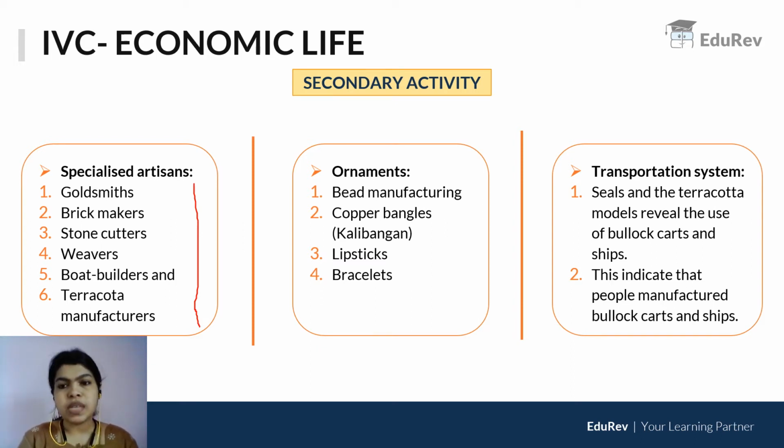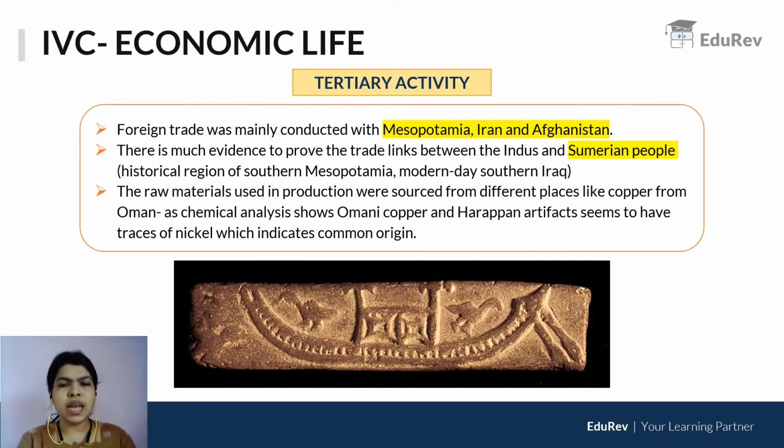And the transportation system was also in existence, and you come to know of it because of the various seals that you find from that point of time. For example, you find seals and terracotta models which reveal the usage of bullock carts and the usage of ships, which means that even the construction of bullock carts and ships was going on at that point of time. Coming to tertiary activity, this has to do with trade and commerce.